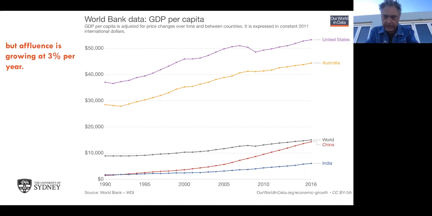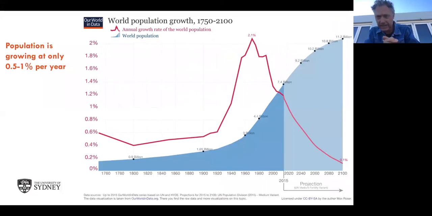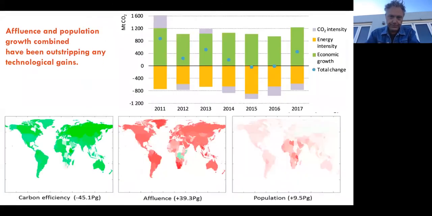That is because affluence outstrips technological improvements. Now, population is only growing at about 0.5% to 1% per year. And that of course drives emissions up, but not by that much. So affluence growth is a much, much stronger driver of carbon emissions than population growth. So now let's put these three factors together.